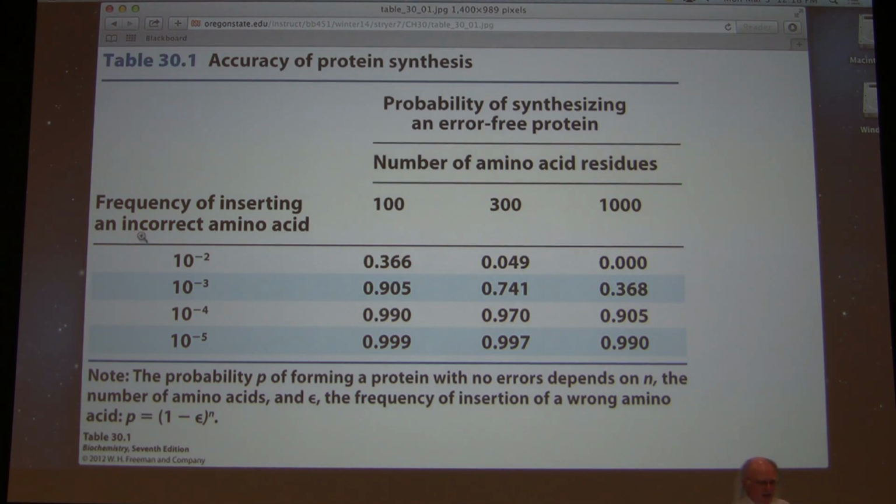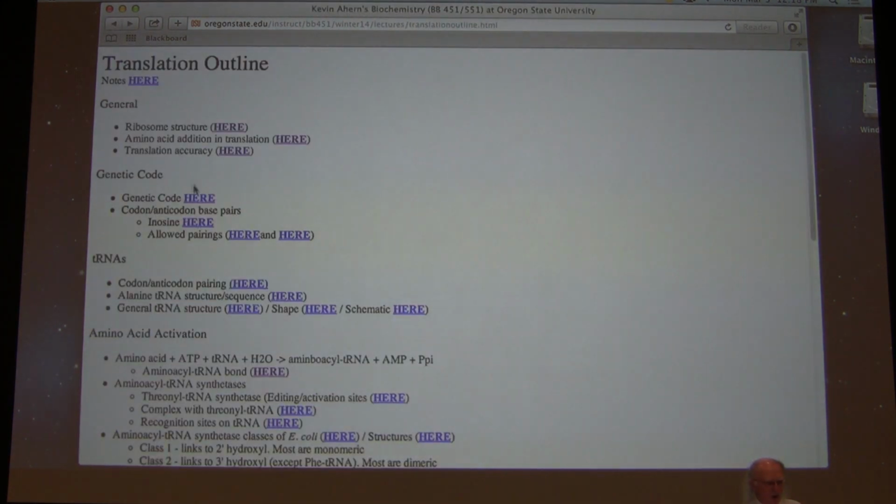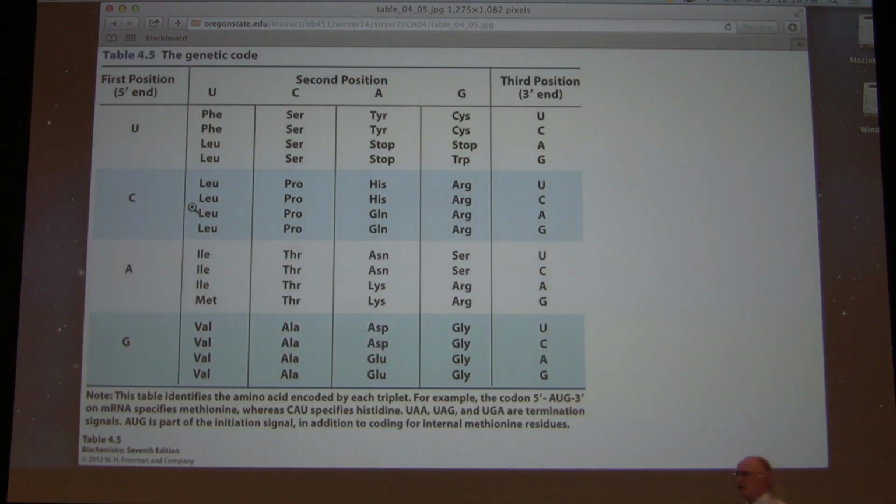All right. And to give you an idea, the error frequency is about 10 to the minus 4th, 10 to the minus 5th. That's about what it is in translation. So it's not real common in terms of errors. All right. The genetic code. The genetic code is something I think by this point in your schooling everybody knows something about.